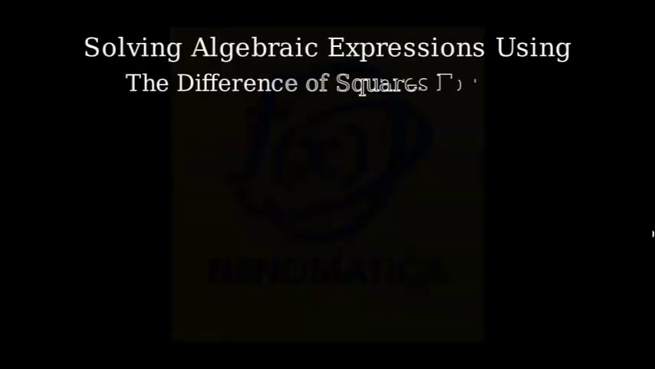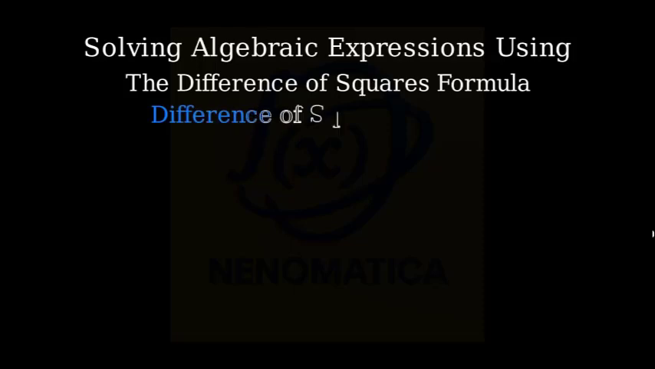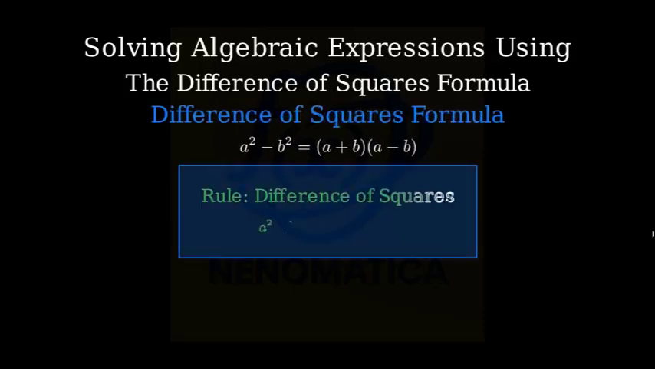Welcome to this math tutorial, where we'll learn about solving algebraic expressions using the difference of squares formula. The difference of squares is a special formula in algebra that helps us expand or factor expressions. The general formula states that a squared minus b squared equals a plus b times a minus b. Let's look at our first example.